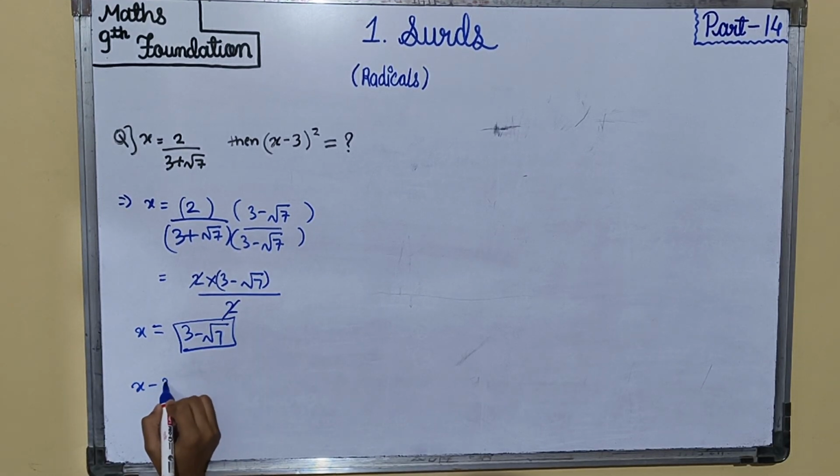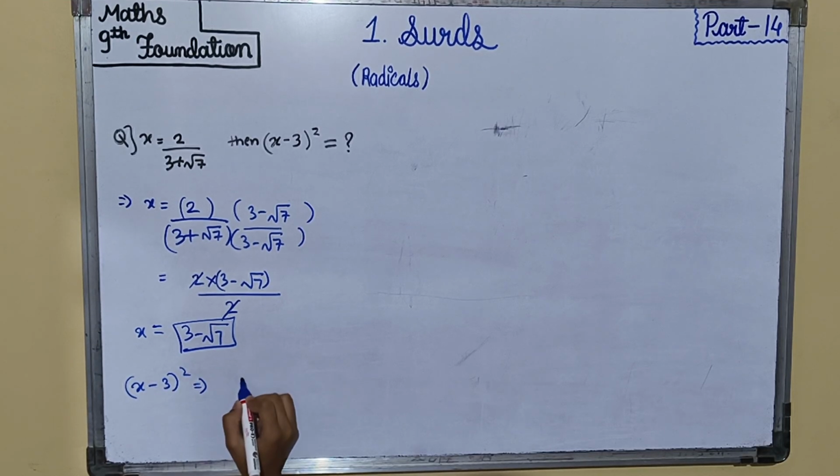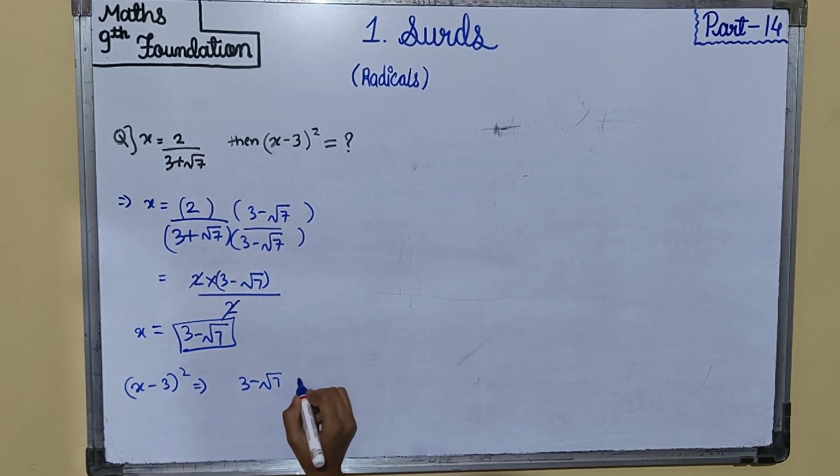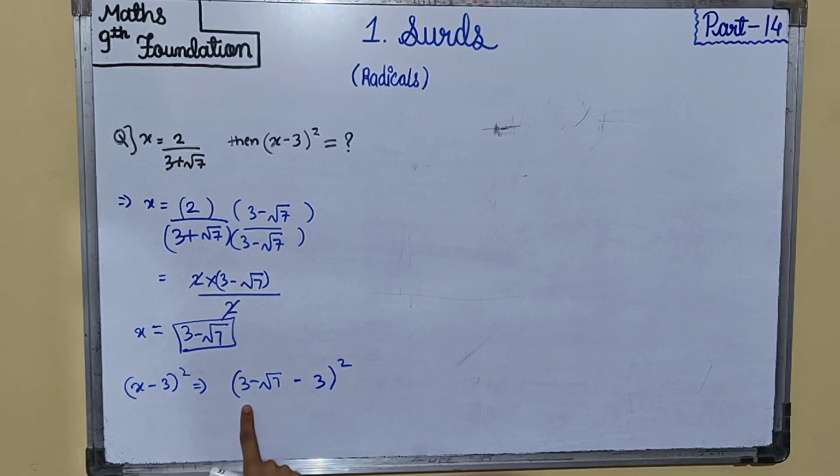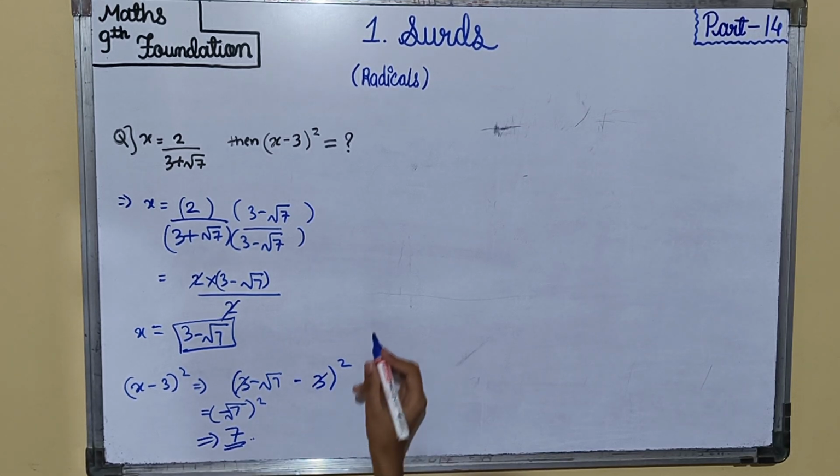We have to find x minus 3's whole square. So 3 minus root 7 minus 3 whole square. Now whenever a bracket is there, we should always try to simplify the numbers in the bracket itself. So this plus 3 and this minus 3 will get cancelled. We'll get minus root 7 whole square. Root 7 into root 7 is 7 and minus into minus will be plus. So the answer will be 7.